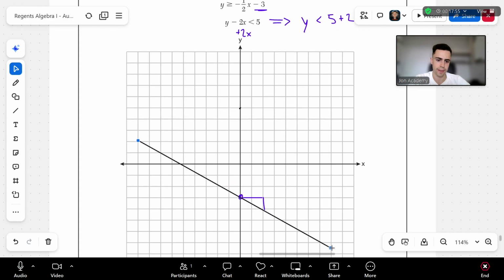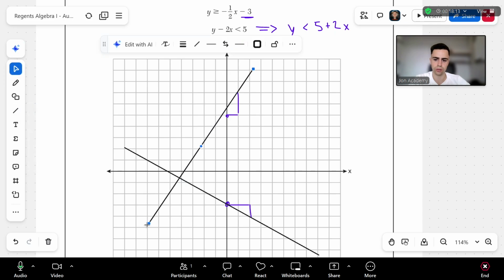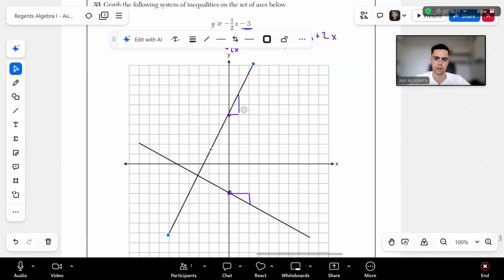Okay, good. And the other one is y smaller than 5. So 5 is the y-intercept here, plus 2x. So the slope is for every 1 to the right, we go 2 up. We can draw a line that goes through those 2 points already. So it's going to be something of this kind.